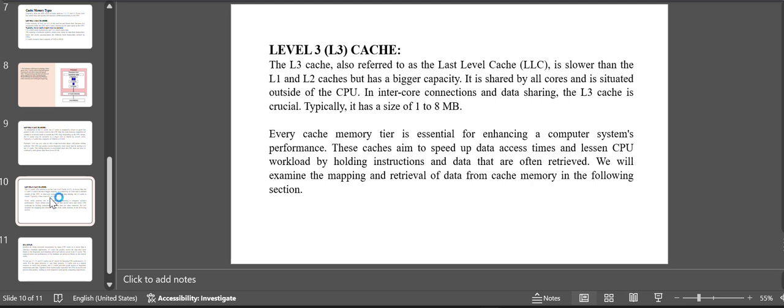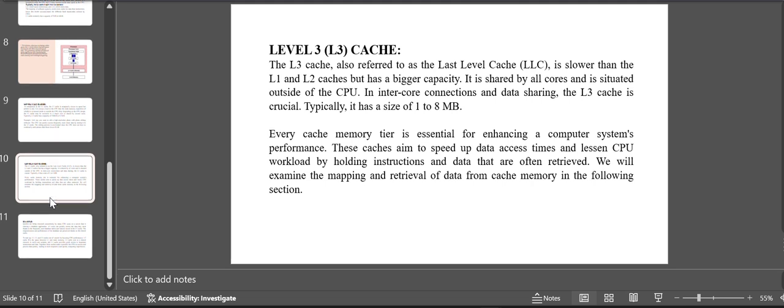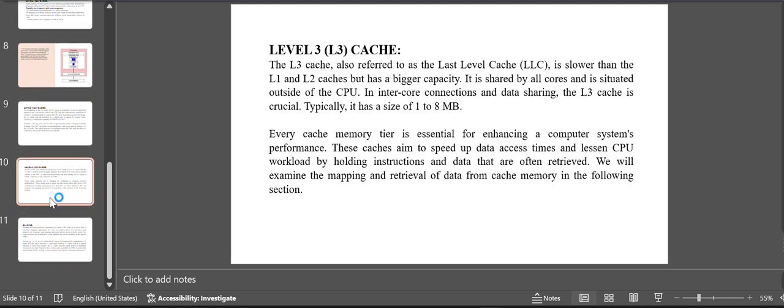Every cache memory tier is essential for enhancing a computer system's performance. These caches aim to speed up data access times and lessen CPU workload by holding instructions and data that are often used. We will examine the mapping and retrieval of data from the cache memory in the following sections.